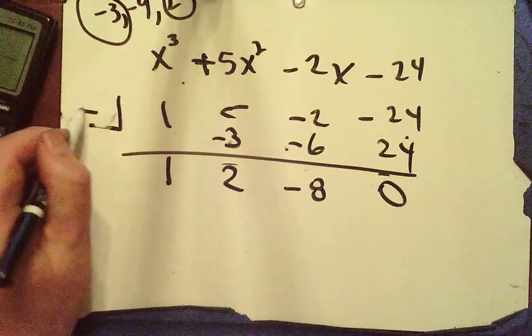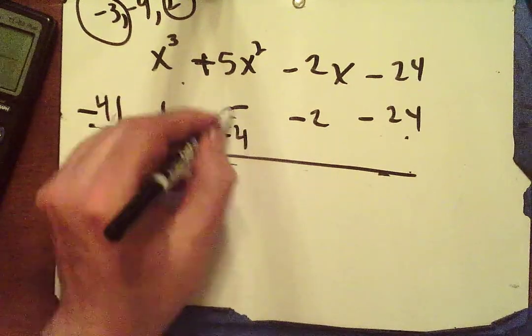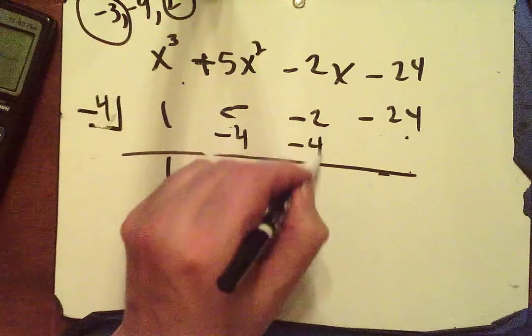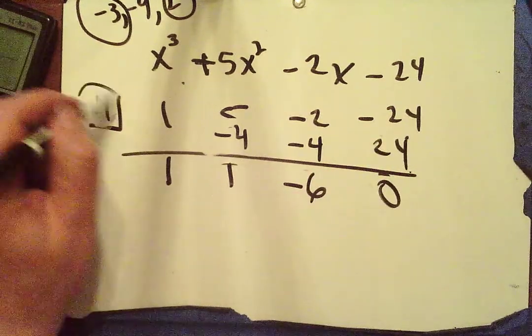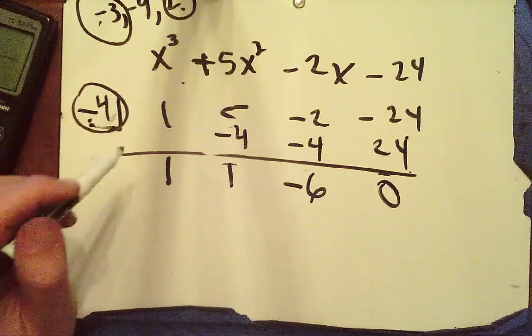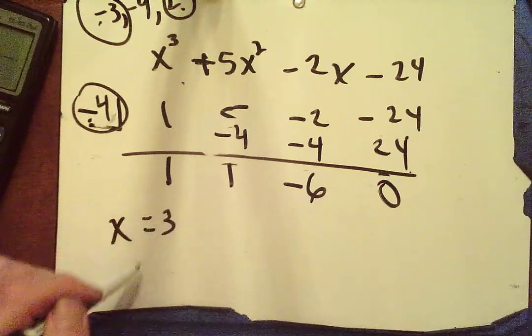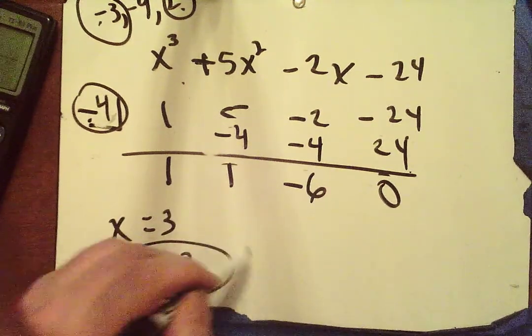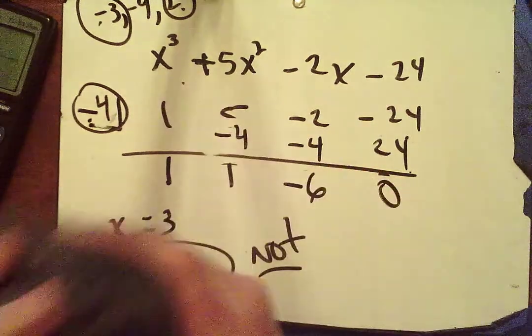And if we try a negative 4, negative 4 plus 5 is 1. There's negative 4, negative 6, 24, 0. That one works as well. So all of these are x-intercepts, and the only one that isn't then is x equal to 3. So the factor x minus 3 is not a factor, especially when you copy down the problem correctly. Okay, that's a good lesson to learn.